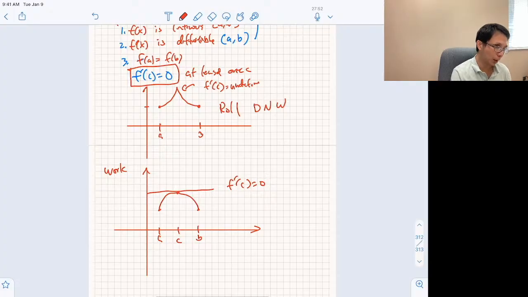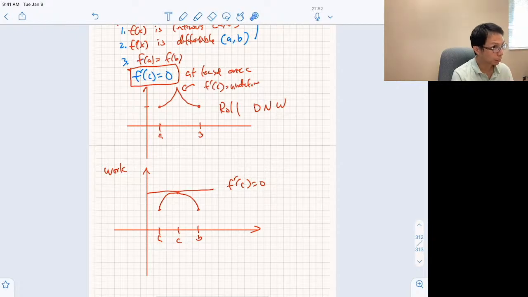Can it happen more than once? Yes, absolutely. Can I have something like this? It happened twice, C and C, right? It can happen twice. It can happen 3 times. As long as you have an infinite amount of oscillation and they have to be differentiable, that means there's no cusp, there's no sharp turns, and things like that, F prime of C has to equal 0.